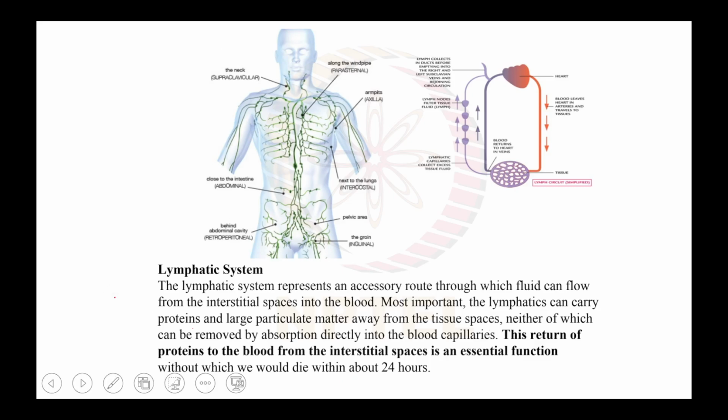So whatever plasma component is oozing out from the capillaries at the time of gaseous exchange needs to be returned to the heart, and that particular activity is done by the lymphatic system. It takes that interstitial fluid, which includes the proteins and everything, and in the lymphatic vessels and ducts, it brings it back to the heart.